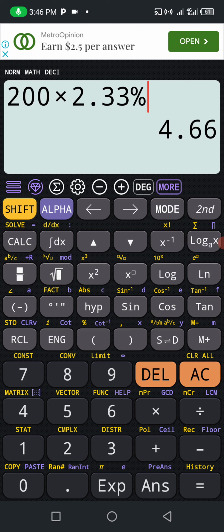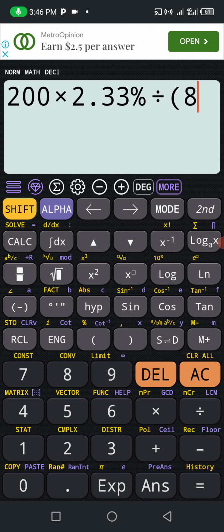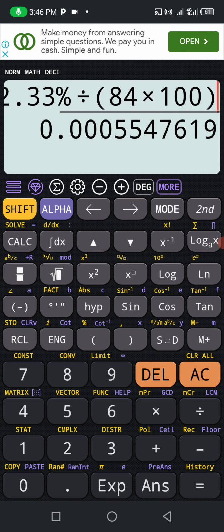So here we are going to divide this by the pip level, which is 84, multiplied by the pip value, which is $100. So we shall be having 0.0005. Now you see that a broker will not allow you to use this loss size.